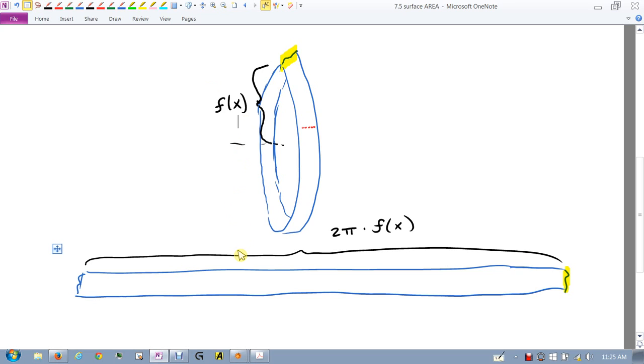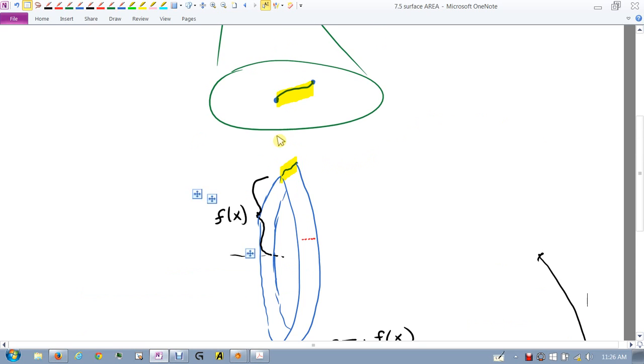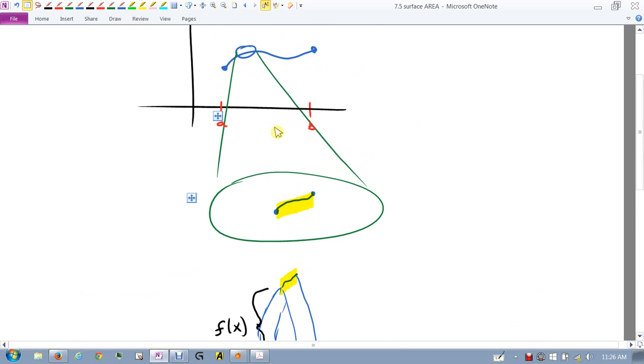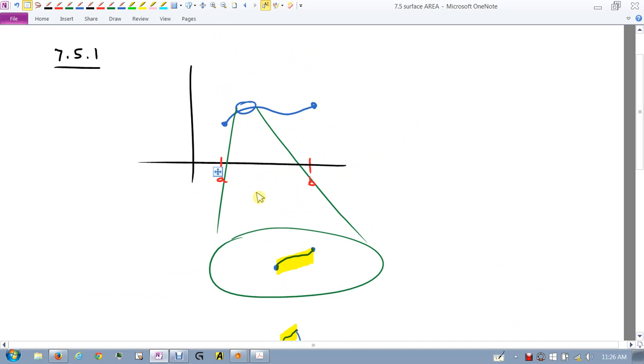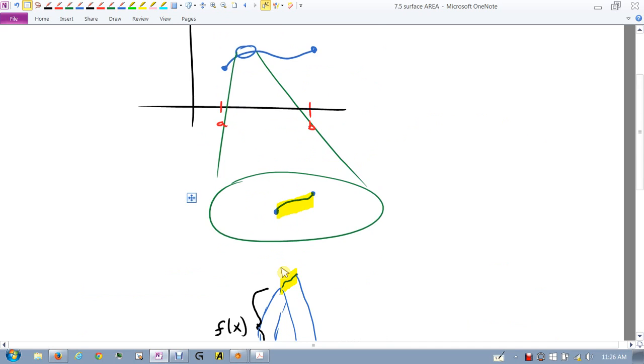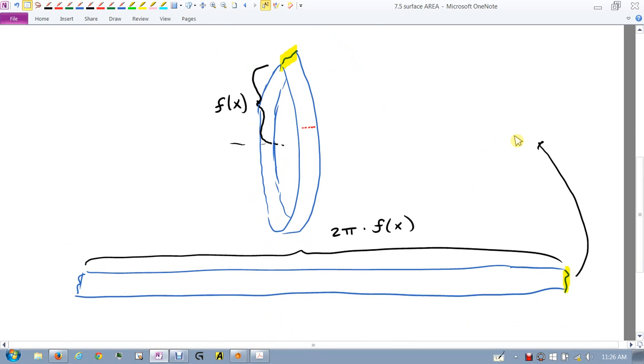And then we need to know how long it is right here. And how long is that? And be careful because it's not dx. It's the length of this arc, isn't it? And what's the formula for the length of that arc? Square root of 1 plus y prime squared dx.